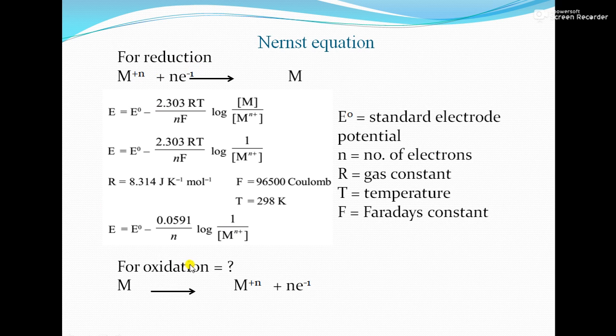If we consider the oxidation reaction, the same formula will turn into E is equal to E0 minus 2.303 RT upon nF log of product side upon reactant side, that is Mn+ upon M. In that case, this formula is going to change like this: E is equal to E0 minus 0.0591 upon n into log of, this will go to the numerator and this will come to the denominator. So that will be log of Mn+ upon 1.